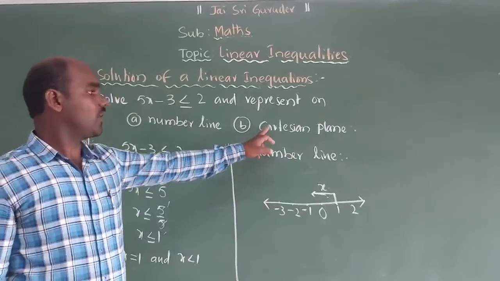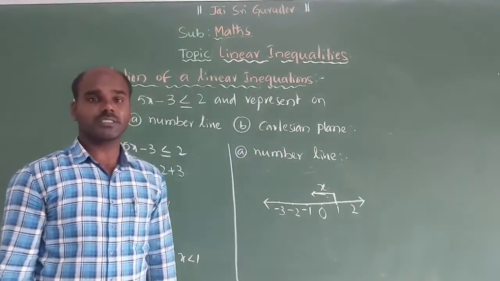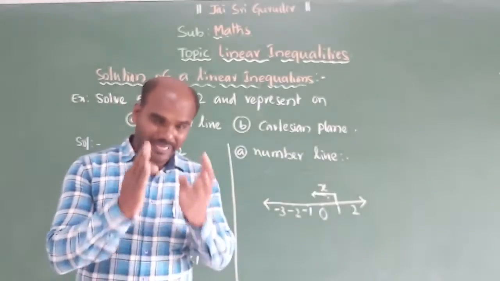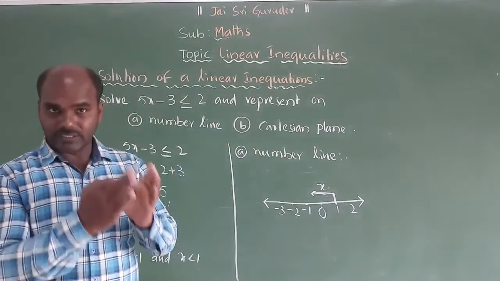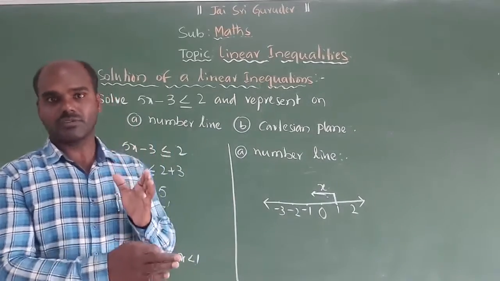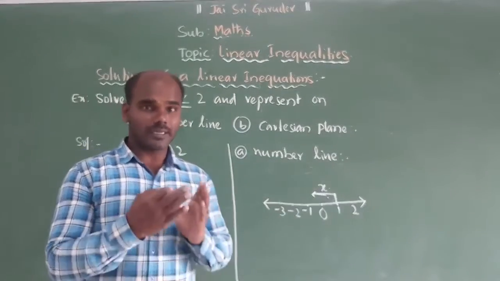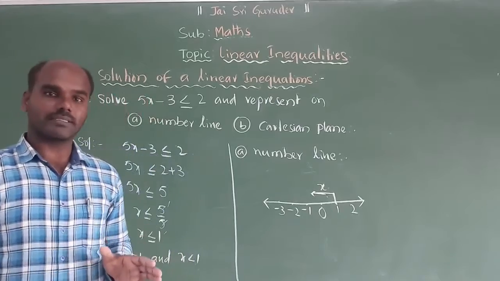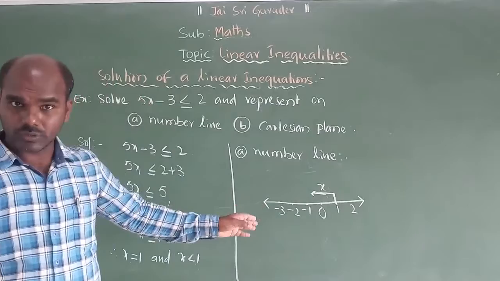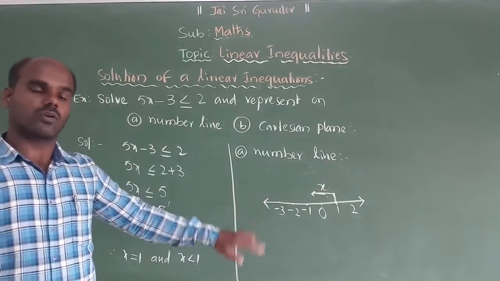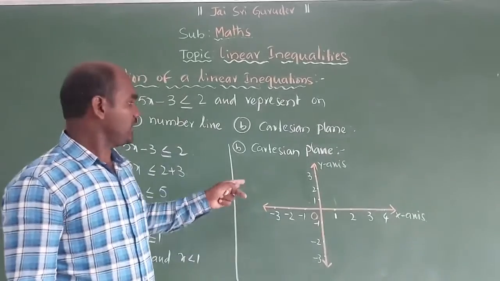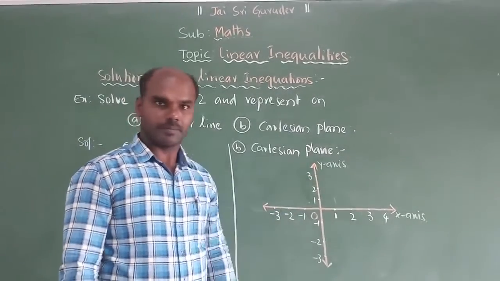The second one is on the Cartesian plane. What is the Cartesian plane? It is the plane which has the x-axis and the y-axis. Where both axes intersect, that place is called the Cartesian plane. We also want to show this solution on the Cartesian plane.